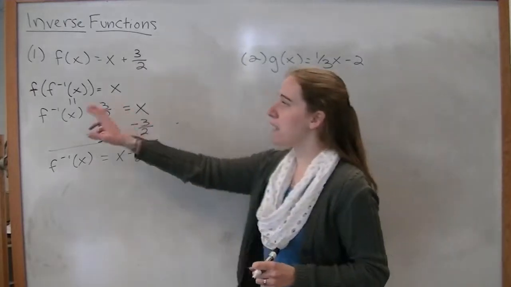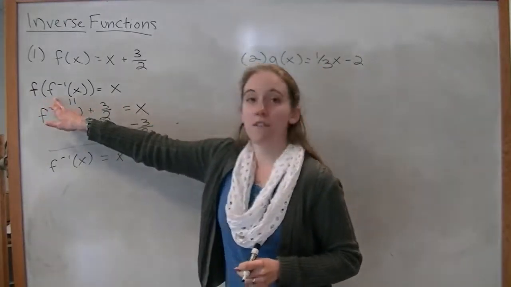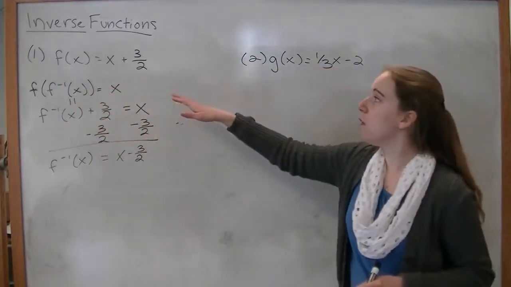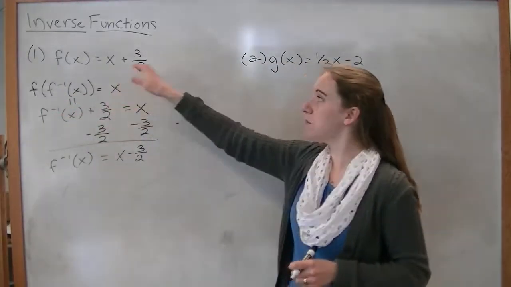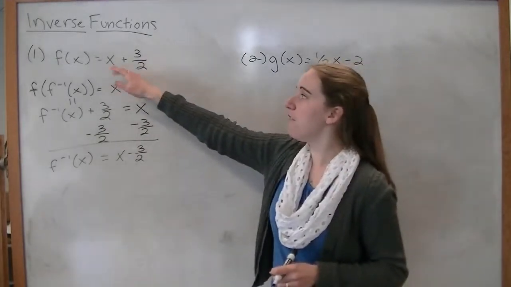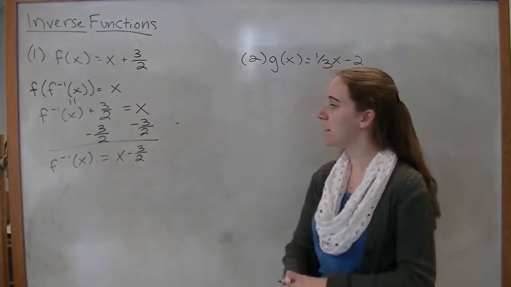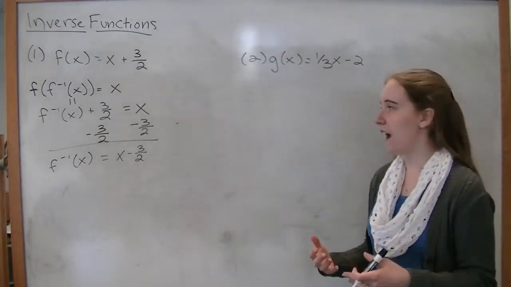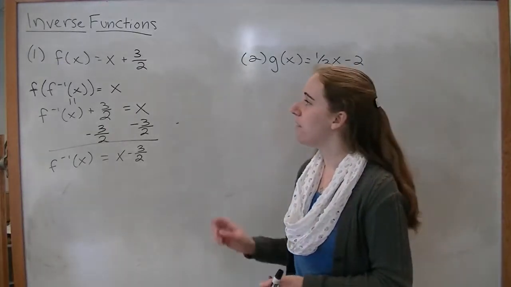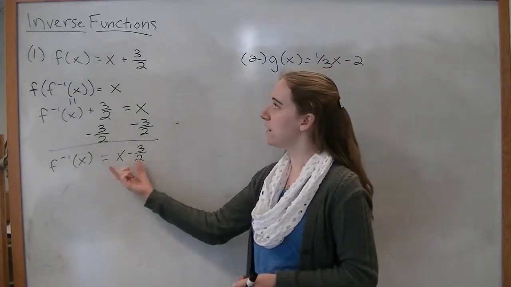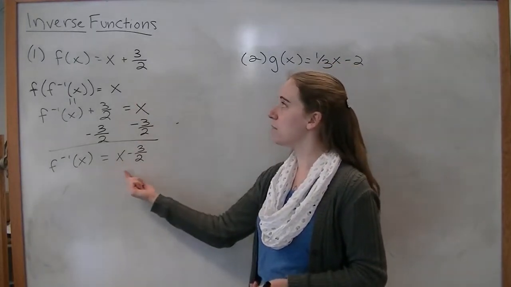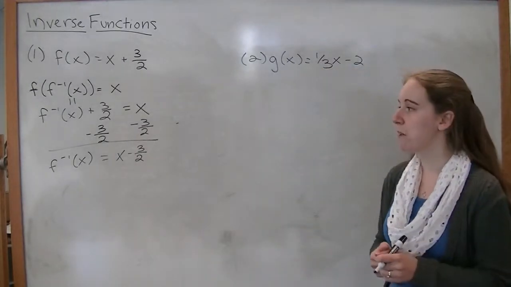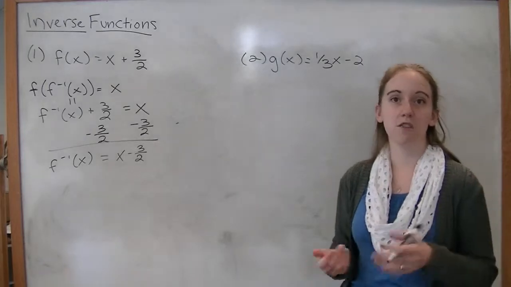Now, either way I compose, if I take f composed with f inverse of x, or f inverse composed with f of x, what I want is to get x. So if I take f of f inverse of x, I get x minus 3 halves plus 3 halves. Well, that's going to be x. If I go the other way, if I take f inverse and I put in f, I get x plus 3 halves minus 3 halves. Again, it's just going to come out to be x. So we know we've taken our inverse correctly in this case.